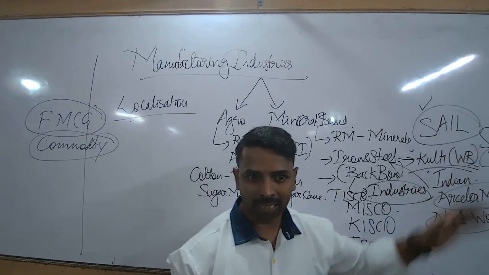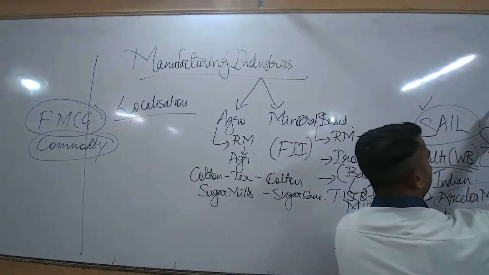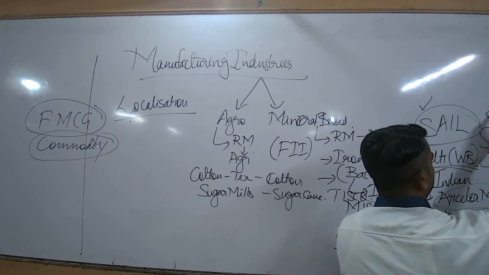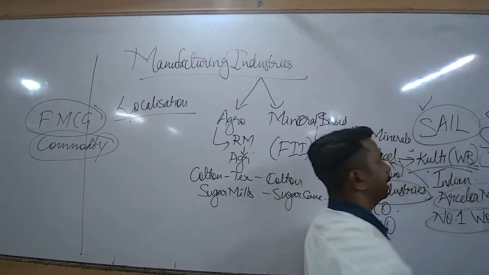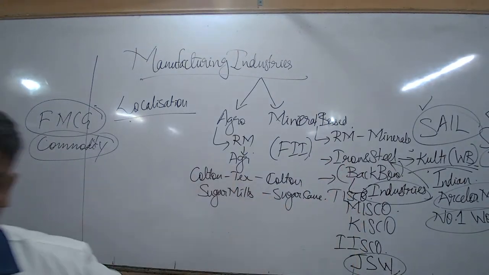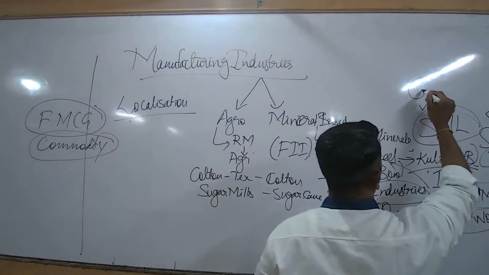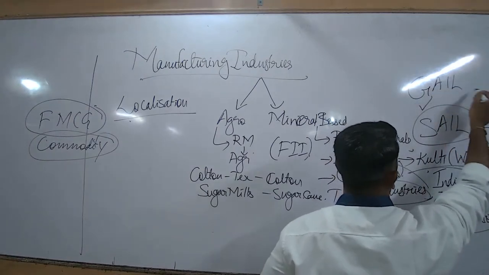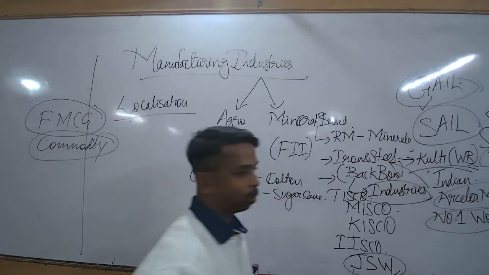So this is the best steel. Next time when you go with your parents, its symbol will look like this. And it is a little bit costly also, but considered one of the best steel India produces. Yes, it is a Government of India authority. Now we have other Indian industries, which are called GAIL. It is called Gas Authority of India Limited.